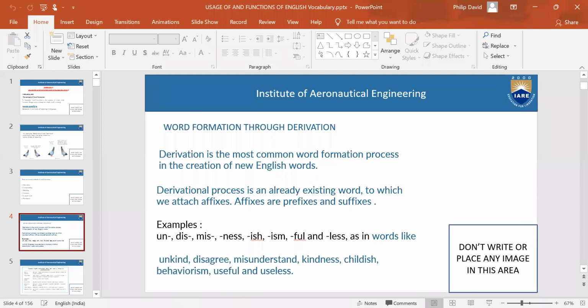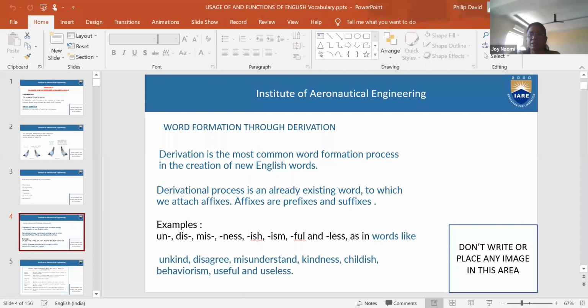Derivational process is an already existing word to which we attach affixes. Affixes are prefixes and suffixes. Example: un, dis, mis, ness, ish, ism, ful, less, as in words like unkind, disagree, misunderstand, kindness, childish, behaviorism, useful, and useless. All right. Thank you. So we have seen derivation is the process of forming new words through affixes.